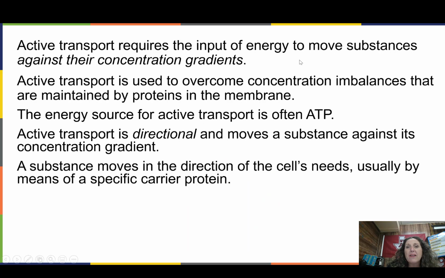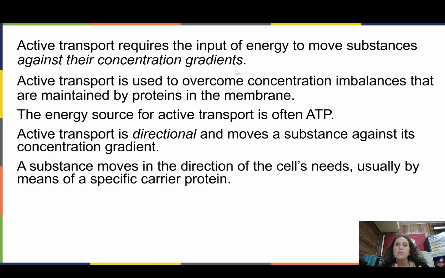Active transport requires energy because we're moving against the concentration gradient. We're going from an area of low concentration to an area of high concentration. So we're trying to climb up a slide. And if you've ever tried to climb up a slide, it takes energy. So we're climbing up a concentration gradient.